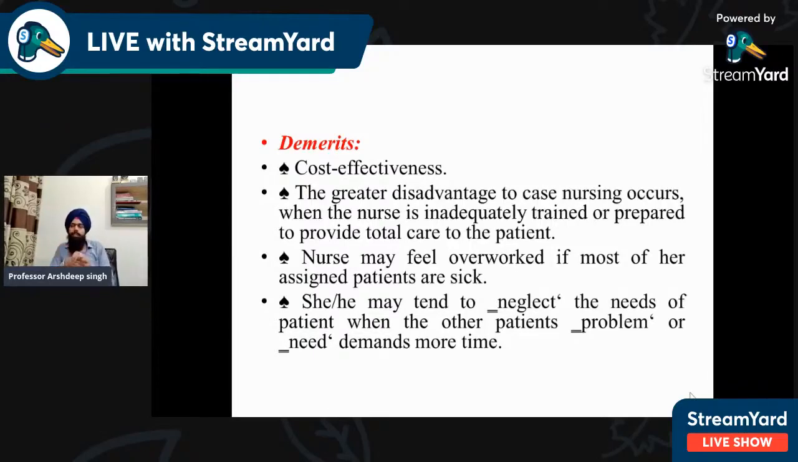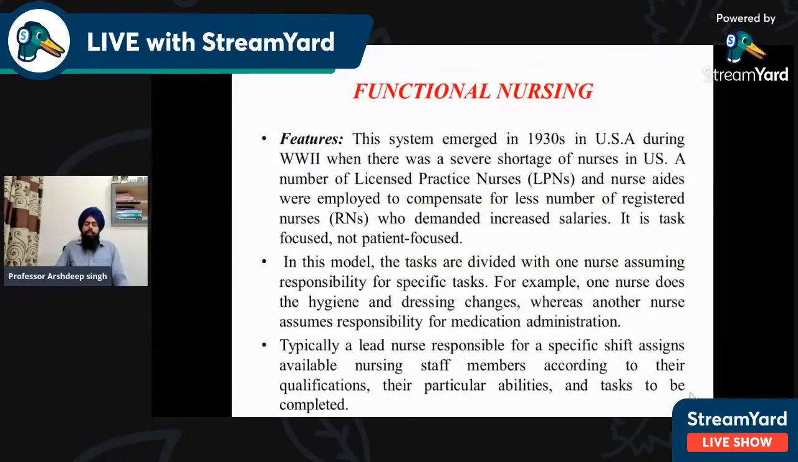In any situation where more time is required to provide care to one patient, and there are other patients also in need of care, there can be a problem that has to be dealt with by the nurse. So that is also a demerit. That was about the case method. The second one is functional nursing.